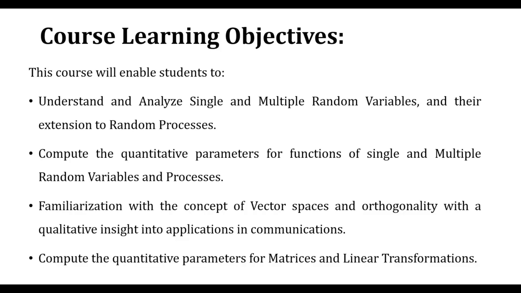Then the third and fourth objectives are related to linear algebra: a familiarization with the concept of a vector space, what you mean by orthogonality, then computing the quantitative parameters for matrices and linear transformation. So in the fourth module, we will study complete information regarding vector space and orthogonality, and in the fifth module, we will see concepts of matrices and linear transformation. All right, these are the objectives of the course, Engineering Statistics and Linear Algebra.